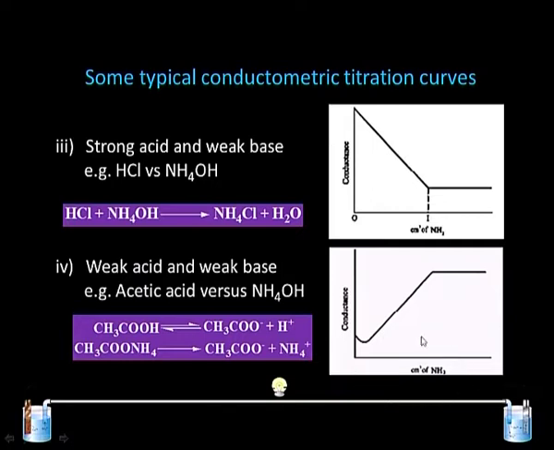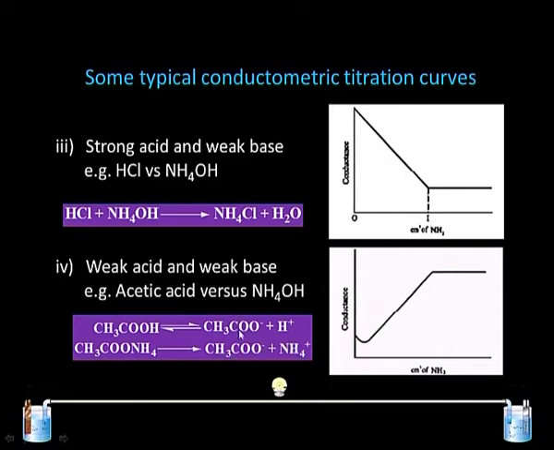The curve is interesting because it has a small hump in the initial part, which can be explained. If you look at the equation, acetic acid, being a weak acid, forms dissociated and undissociated species in the solution, therefore it has a lower conductance. The moment NH4OH is added to that, it forms a salt. That salt is ammonium acetate. Being a salt, it is a strong electrolyte.